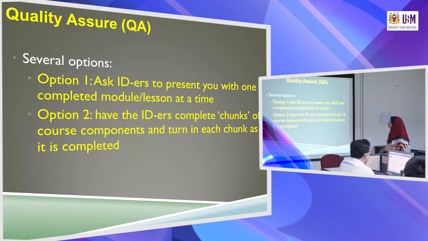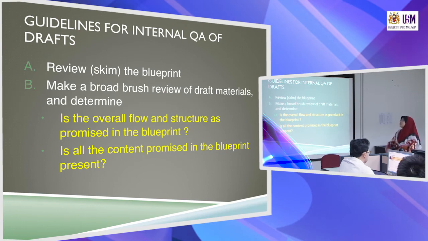Option two, have the instructional designers complete chunks of course components and turn in each chunk as it is completed. This option two is quite hard, so I prefer option one. So, guidelines for internal quality assurance of draft review. Another review. Make a broad brush review of draft materials and determine: is the overall flow and structure as promised in the blueprint? Is all the content promised in the blueprint? We have discussed this during our meeting. So you need to review and review again.